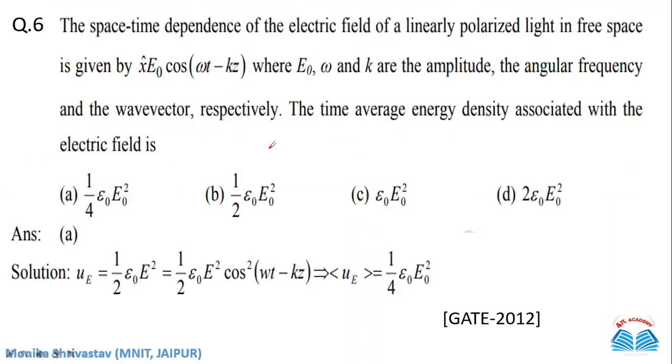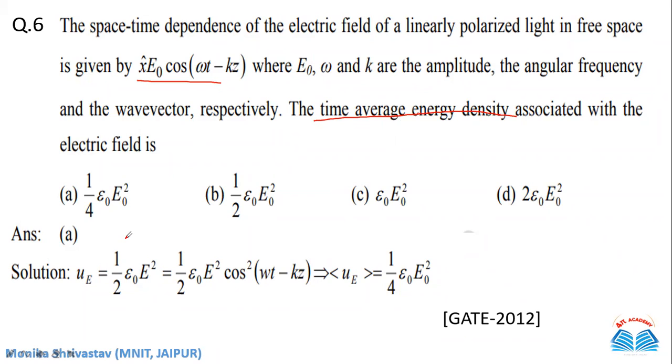Okay, moving ahead. Question number 6. Again, a different type of question. The space-time dependence of the electric field of a linearly polarized light in free space is given by x cap E naught cos of omega t minus kz, where E naught, omega and k are the amplitude, the angular frequency and the wave vector respectively. The time average energy density. What do we have to calculate? Time average energy density means energy density and the average of that energy density. Okay, we have been given only one term, that is the x component of the electric field.